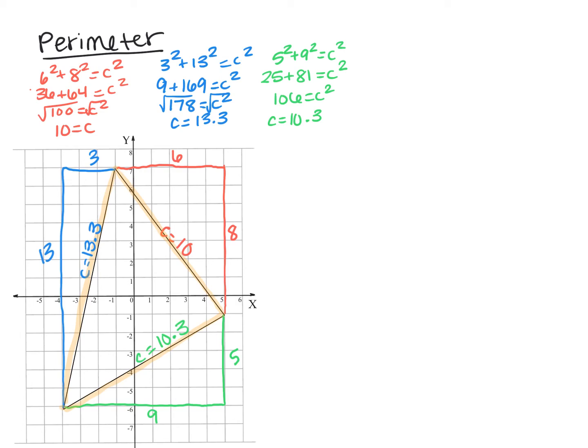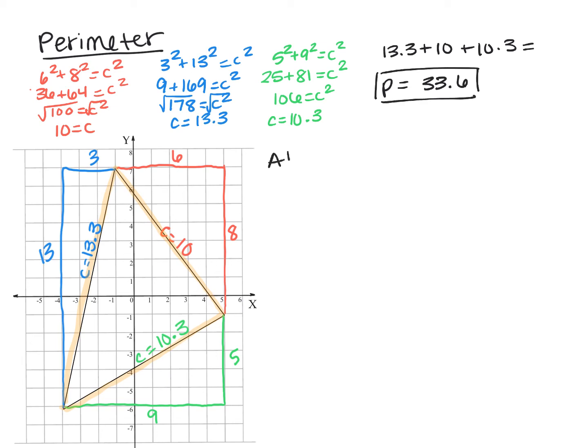So now I've found all the sides of my original figure. And to find perimeter, we have to add all the sides. And that will give me the entire perimeter of that original figure, which is 33.6.